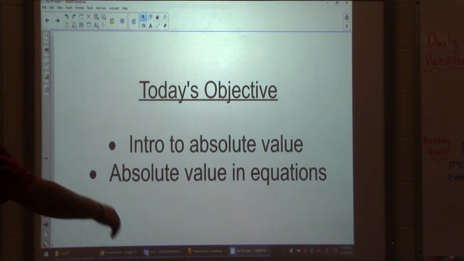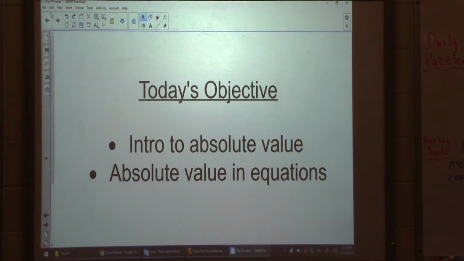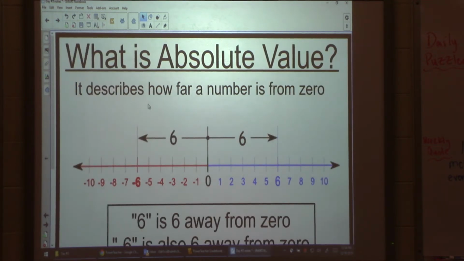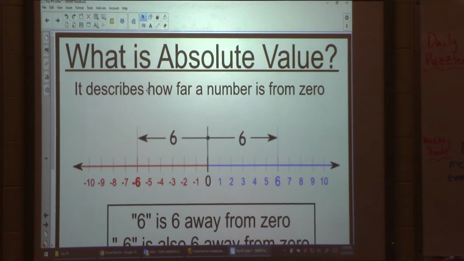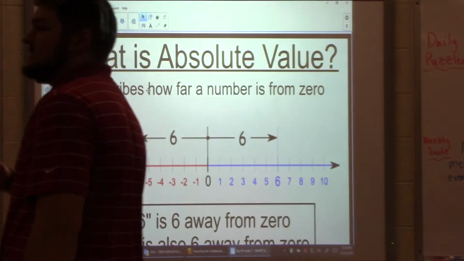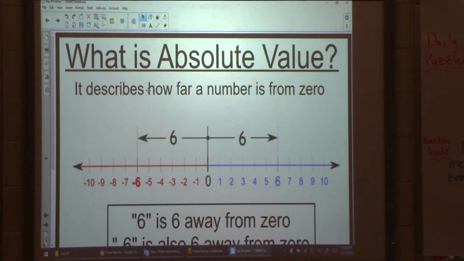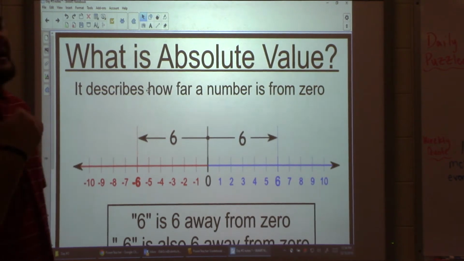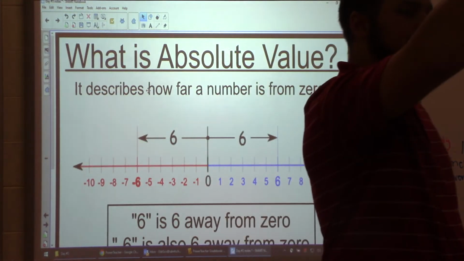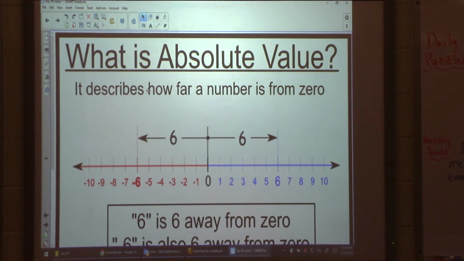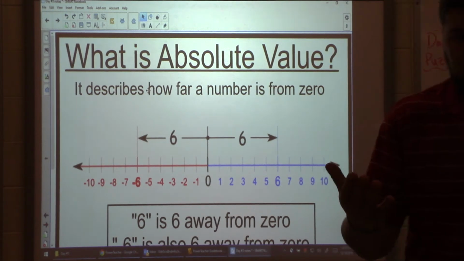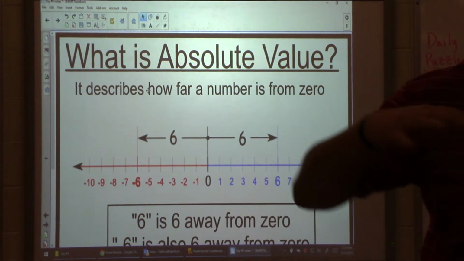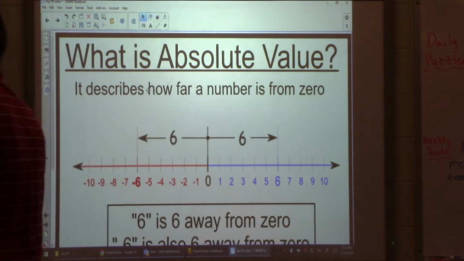Alright? So, first and foremost, what is absolute value? Well, it describes how far a number is from 0. You should remember that absolute value is the distance from 0. So the absolute value of negative 6 would be 6, because it is 6 away from 0. When you talk about distance, we don't talk about negative distances. You don't say, we're negative 15 miles from Milwaukee. You don't say, I walked negative 2 miles today. You say you walked 2 miles, or I drove 15 miles, right? So every absolute value is always going to be positive because distance is always positive.